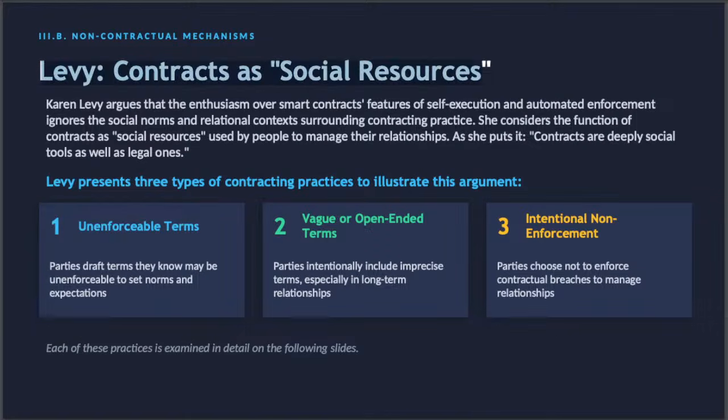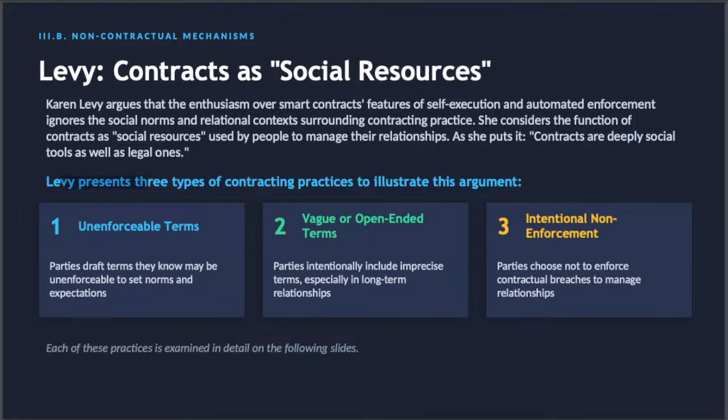So Levy says contracts as social resources. Karen Levy argues that the enthusiasm over smart contracts' features of self-execution and automated enforcement ignores the social norms and relational contexts surrounding contract practice. She considers the function of contracts as social resources used by people to manage their relationships. As she puts it, contracts are deeply social tools as well as legal ones. So contracts are deeply social tools.